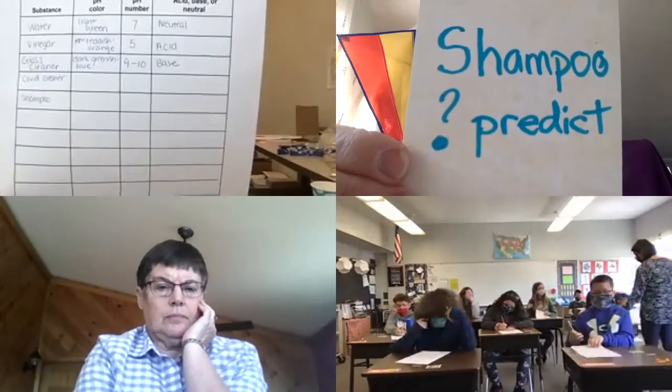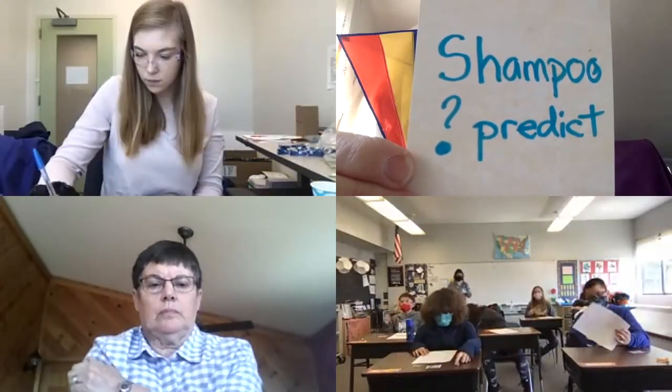So has everybody written down the COVID cleaner in its correct spot? And now you can write shampoo. So what I want you to do is that on the back of your paper, I want you to predict what number you think the shampoo will be. It's a cleaner like all the other ones. Okay, tell me your predictions.